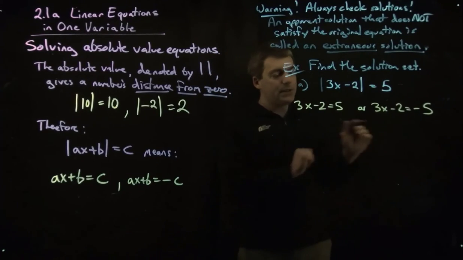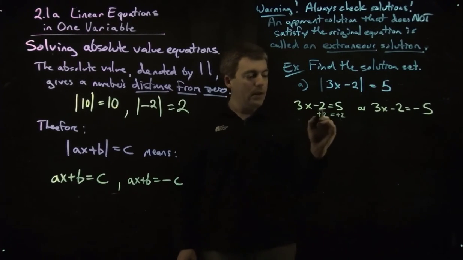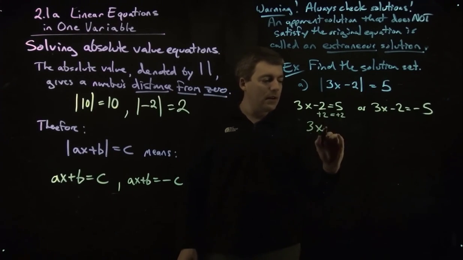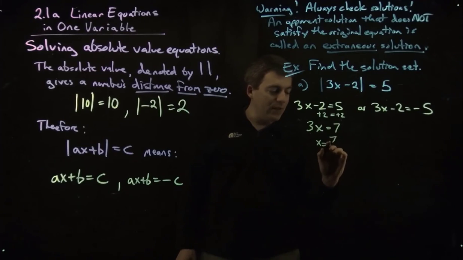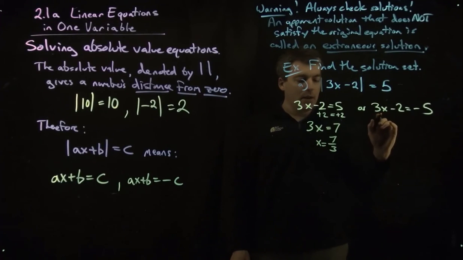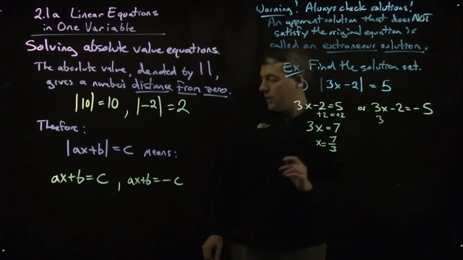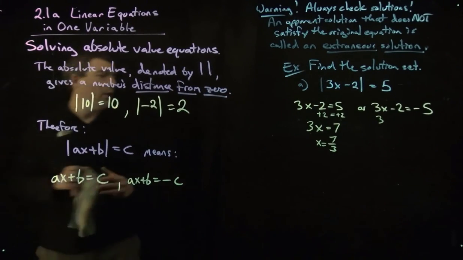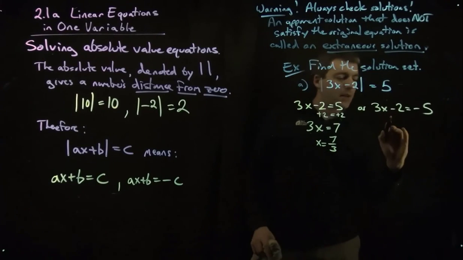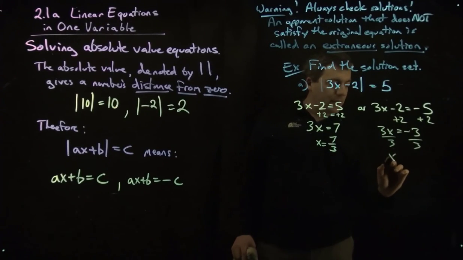All right, and now we'll solve these. We can add 2. It gives us 3x equals 7, and that means x equals 7/3. Over here, we're going to add the 2 as well. So 3x equals -3. Divide by 3. x equals -1.